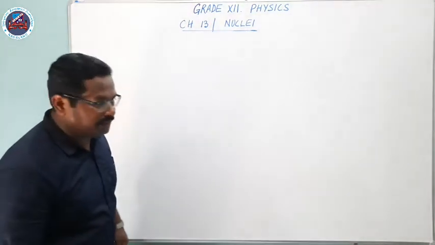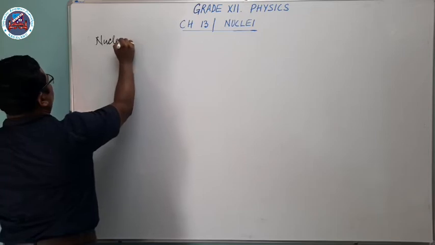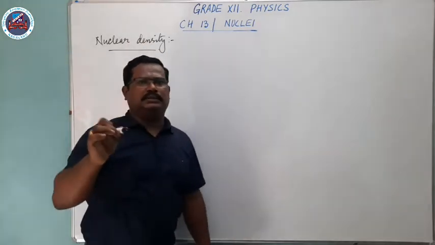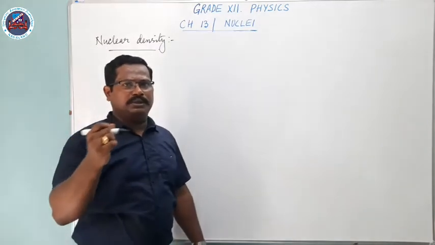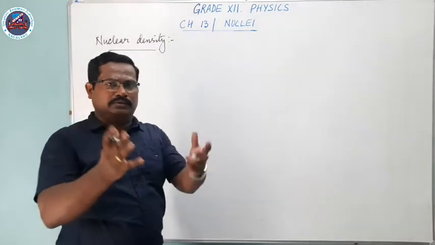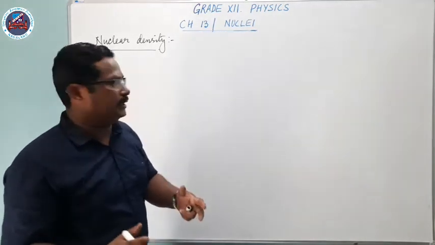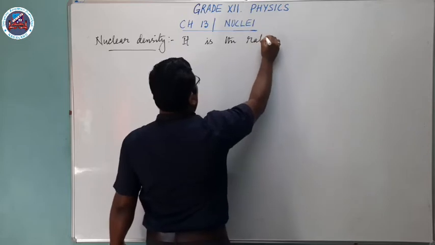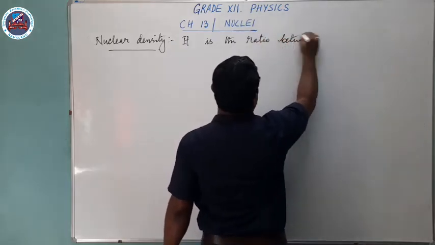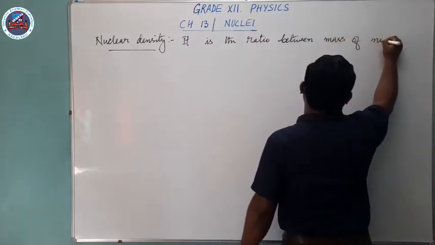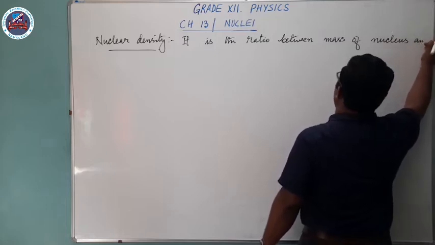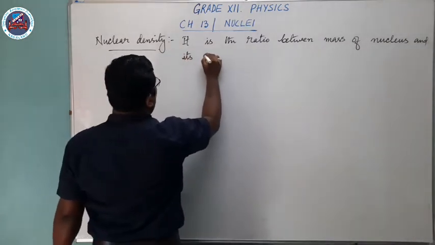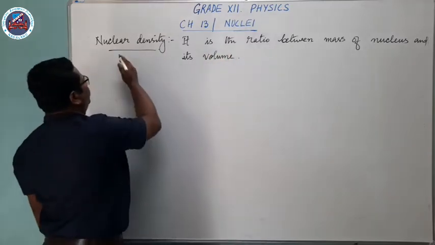Now let us discuss nuclear density. Nuclear density, when we say, it is the ratio between the mass of the nucleus divided by its volume. Mass by volume gives us density in mechanics. So here also the mass of the nucleus divided by the volume of the nucleus will give us the nuclear density. It is the ratio between the mass of the nucleus and its volume. And its volume means the nuclear volume.